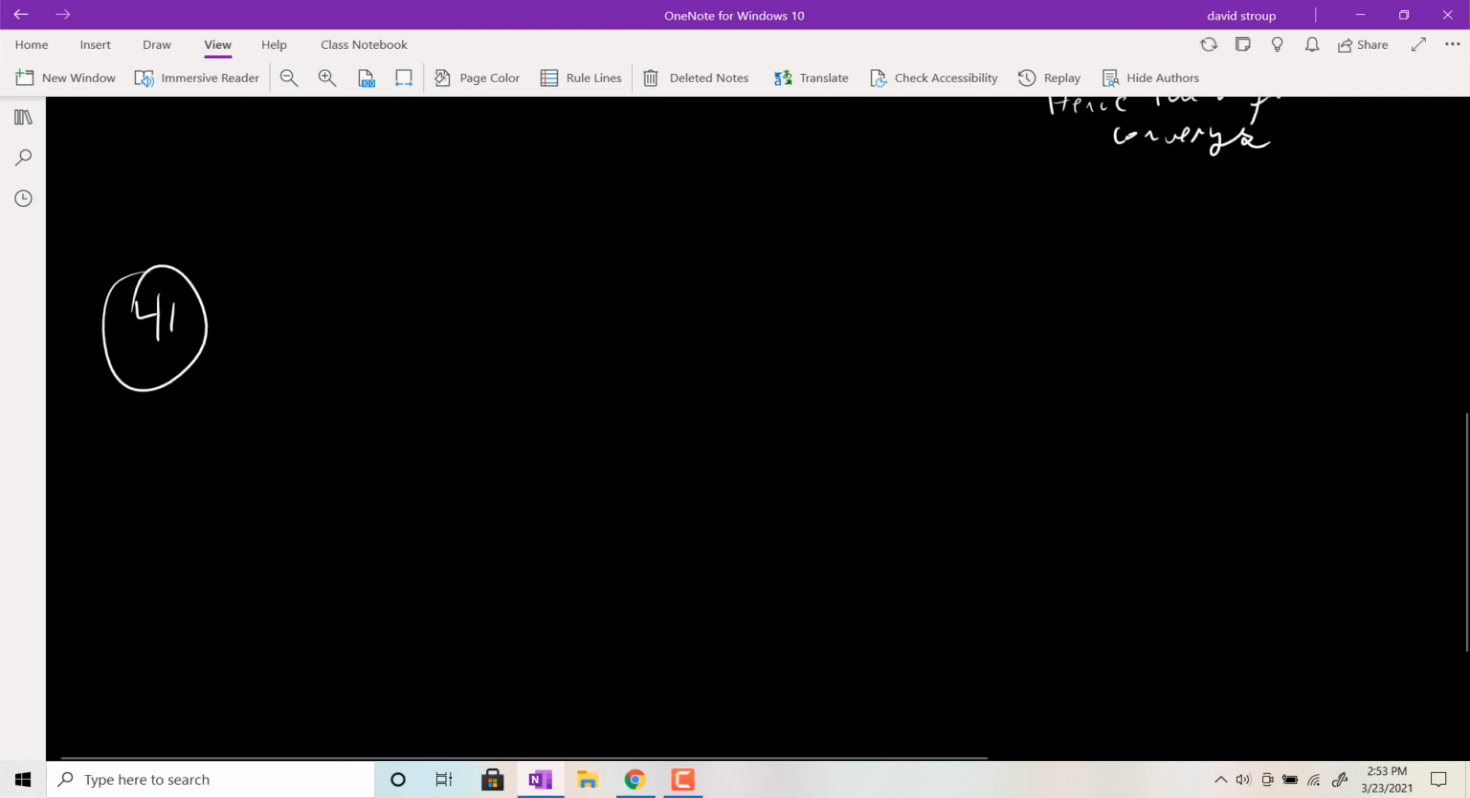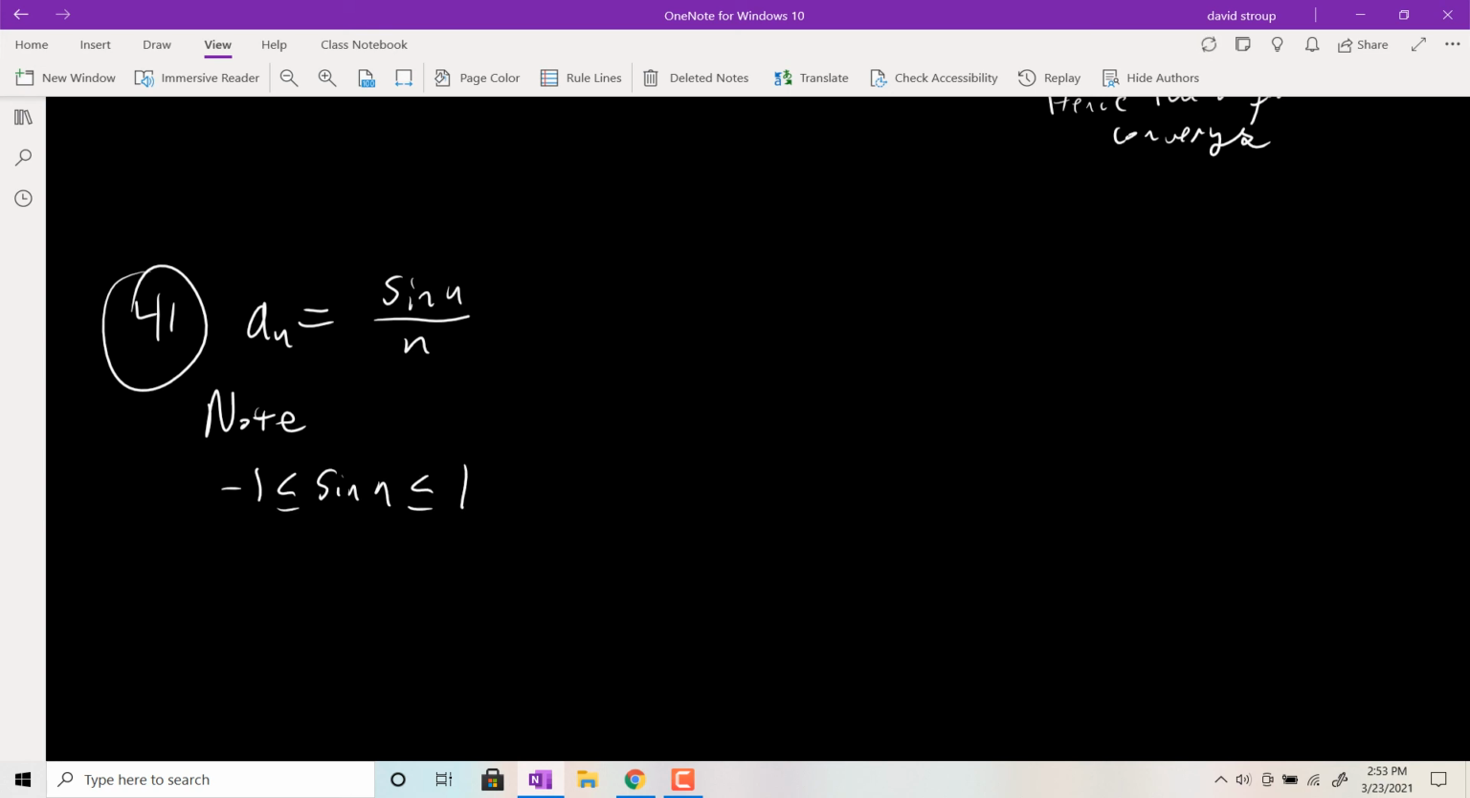So this one is a little bit different. You have to use a squeeze theorem on it. So we have a sub n equals sine of n all over n. And we'll sort of wedge sine of n into its traditional boundaries, right? So sine of n is definitely less than or equal to 1, greater than or equal to negative 1. And then we could divide all 3 sides by n. So you get negative 1 over n less than or equal to sine of n over n, and then less than or equal to 1 over n. Then you could take the limit on the outer parts, right?